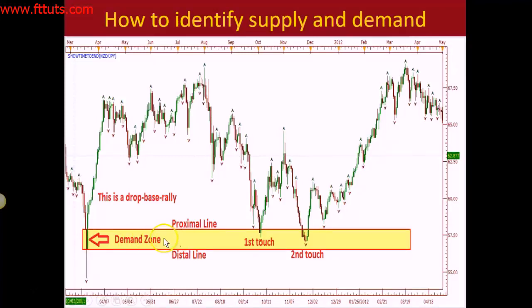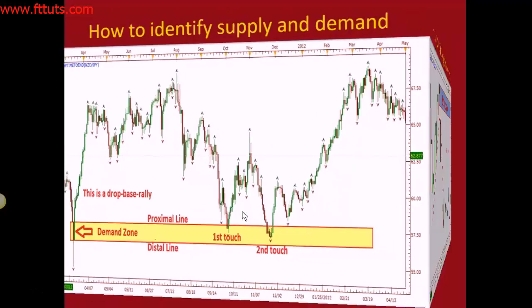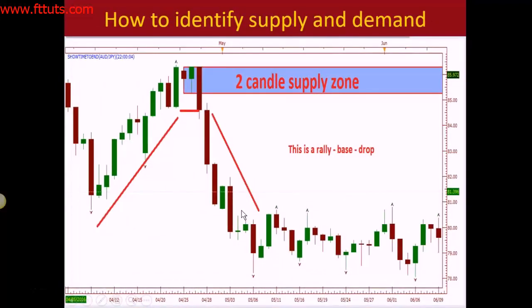This would be a demand zone. A demand zone is going to be pretty much where you would find your support and your support zone. Remember I said, demand is synonymous with supply.